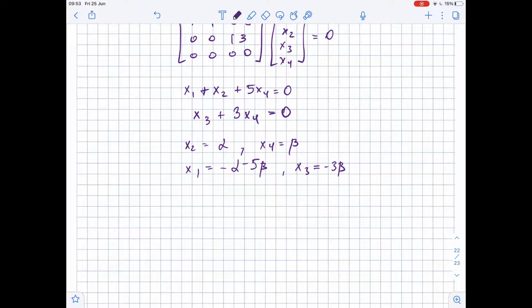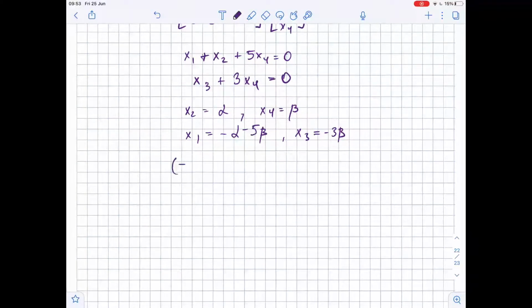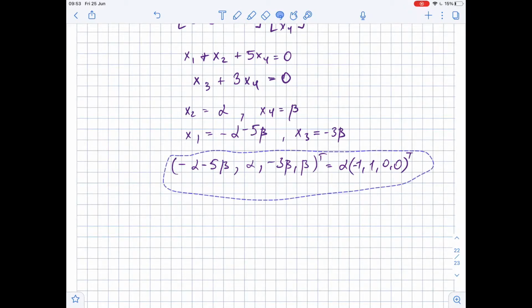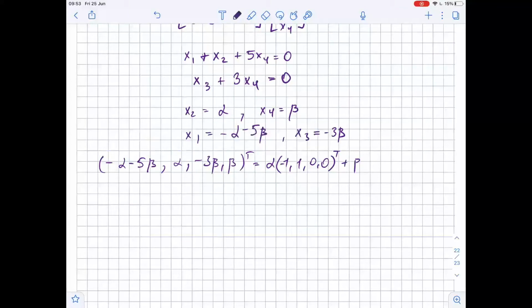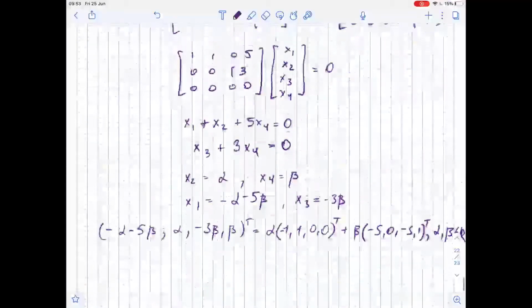So the null space of matrix A contains all vectors of the form negative alpha minus 5 beta, alpha, negative 3 beta, and beta, transposed. So this equals alpha times negative 1, 1, 0, 0 transposed plus beta times negative 5, 0, negative 3, 1 transposed, and alpha and beta are real numbers. So yeah, this is the null space which we were looking for.